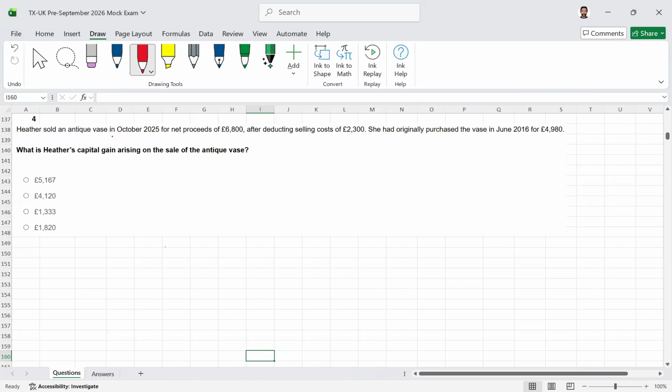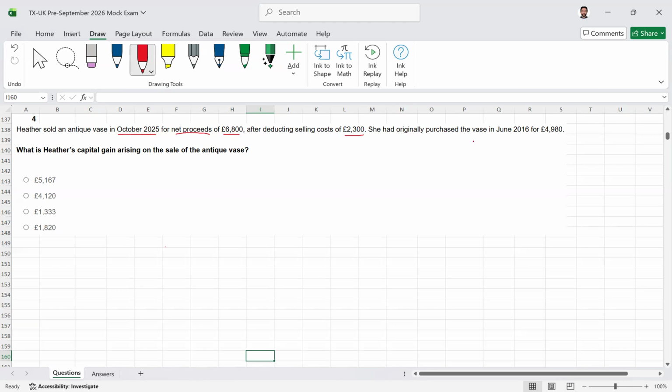Heather sold an antique vase in October 2025 for net proceeds of 6,800. Now here is the tricky part. They have given you the net proceeds. The net proceeds are the actual proceeds less the selling cost, so after deducting selling cost of 2,300, this 6,800 has come.